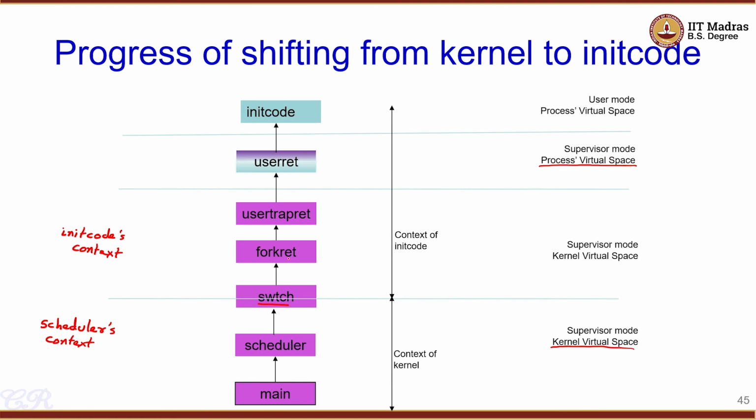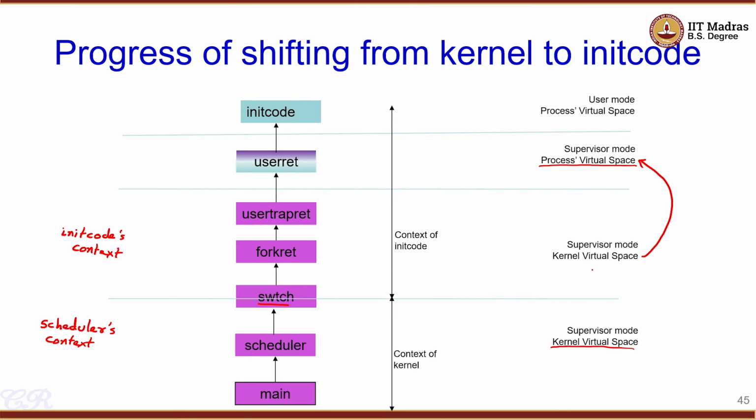Then swtch now invokes forkret. This forkret is a function which is essentially on the way towards executing the init code. Then forkret invokes usertrapret, and between usertrapret and userret is this important change again, right, where we change from the kernel's virtual address space to the process's virtual address space. So this change is essentially done in usertrap between usertrapret and userret.